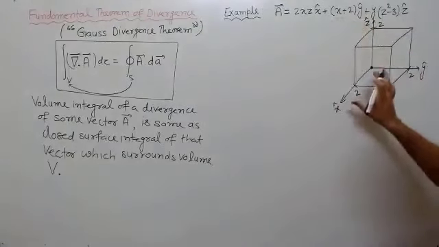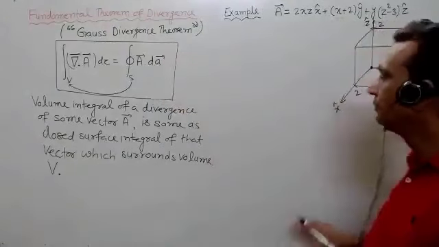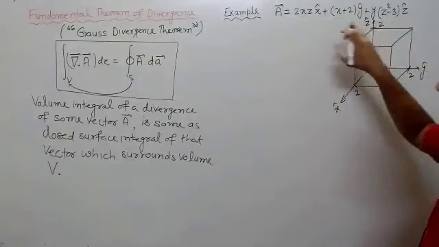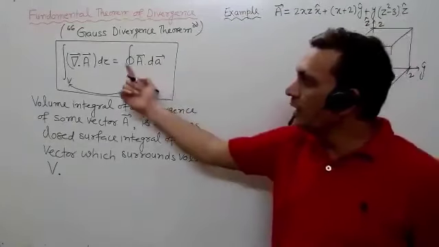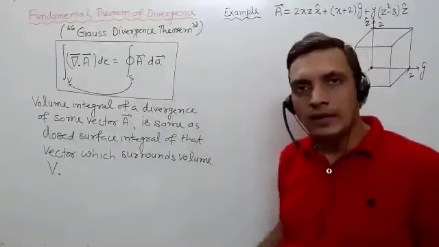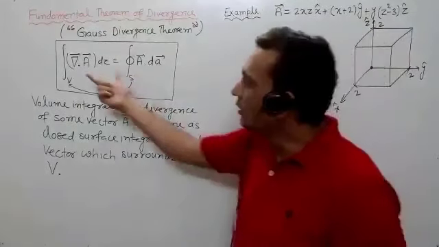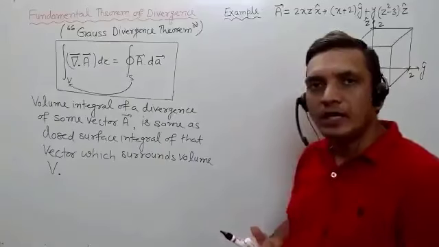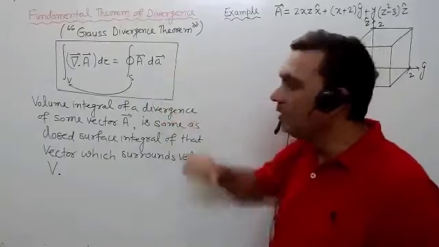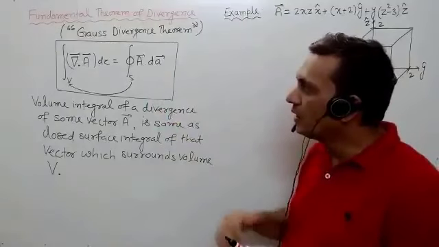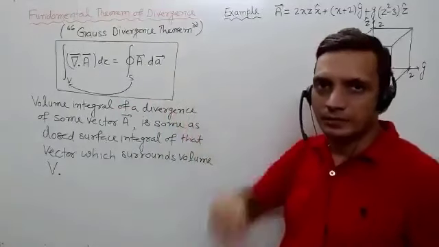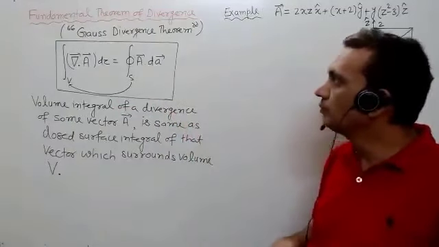Now you have to verify divergence theorem. So this volume is given and a vector function is given. So you have to verify left hand side and right hand side. So in left hand side you have to calculate volume integral. In right hand side you have to calculate closed surface integral, and both will give you same result. So let us verify it.